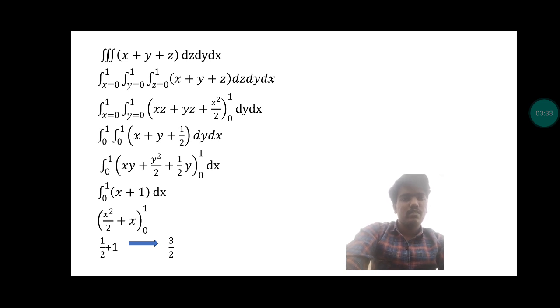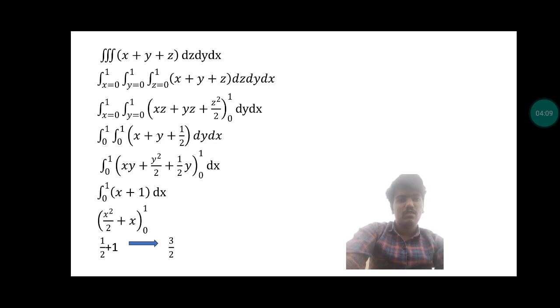Substituting the upper limit and lower limit, it becomes the integral x from 0 to 1 and the integral y from 0 to 1 of (x + y + 1/2) dy dx. Then integrating with respect to y, it becomes the integral 0 to 1 of (xy + y²/2 + (1/2)y) with limits 0 to 1, dx. Then it becomes the integral 0 to 1 of (x + 1) dx.